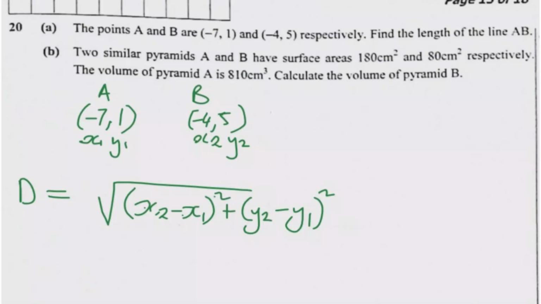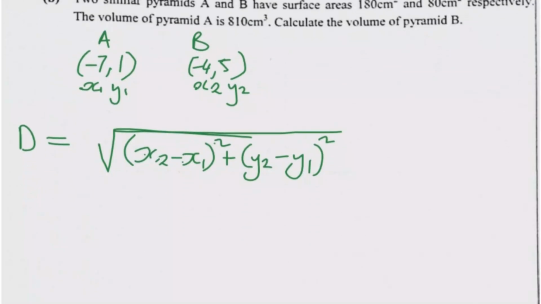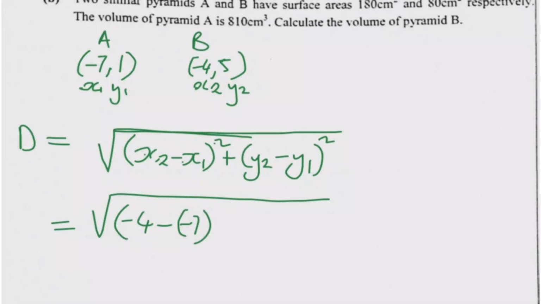Okay, so once we have come up with that, the next thing we can do is replace the values of x2, x1 by their actual values. So we say equal to the square root, then we open bracket, x2 is equal to negative 4, minus x1, which is negative 7, all squared, plus y2 is equal to 5 minus y1 is equal to 1 close bracket squared.